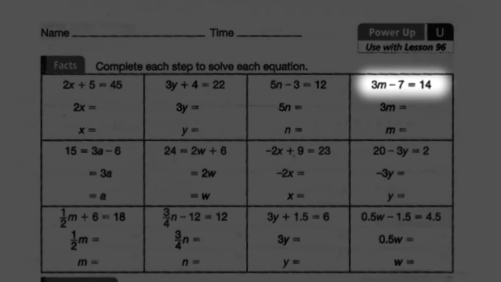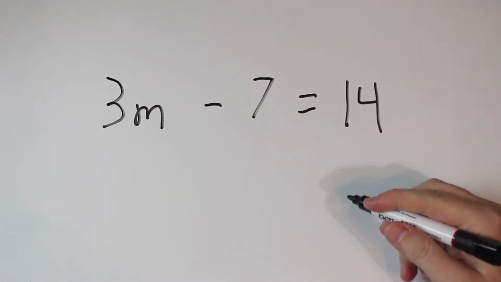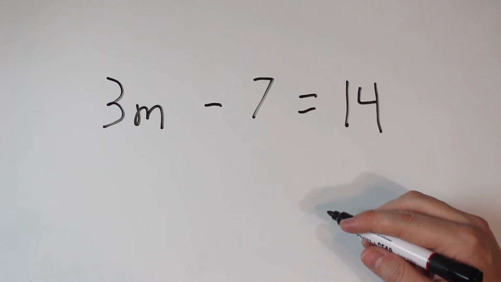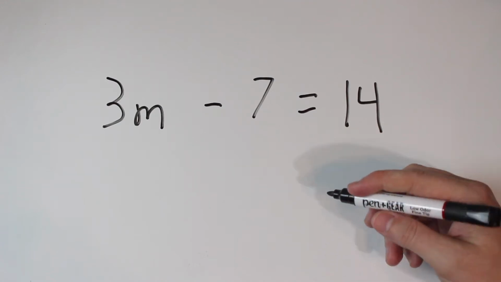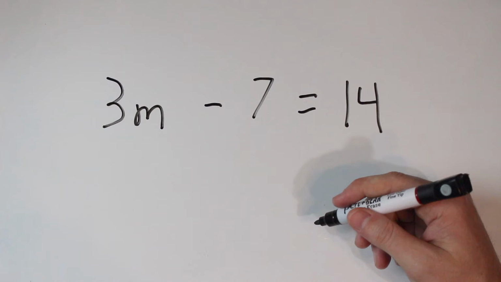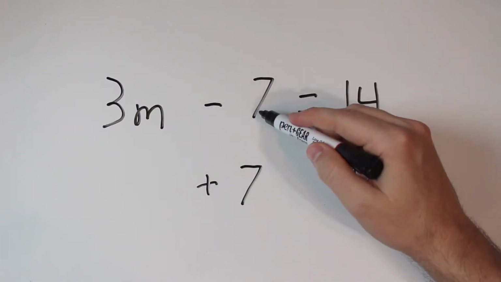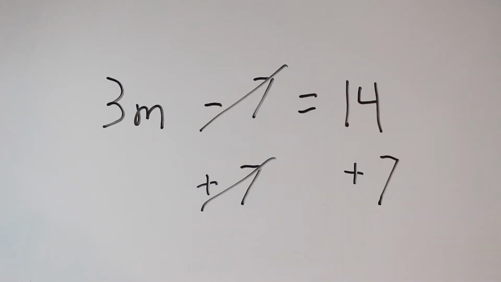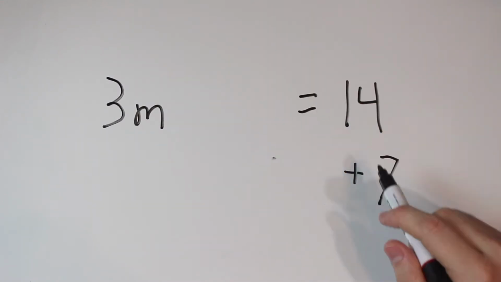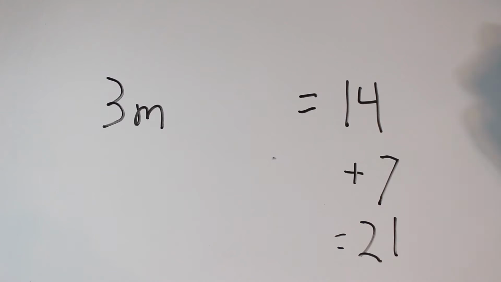3m minus 7 equals 14. Once again, this problem looks very similar to the last one. So let's do the same thing we did before. Undo the subtraction part by adding 7. 3m minus 7 plus 7 just leaves 3m. 14 plus 7 equals 21.